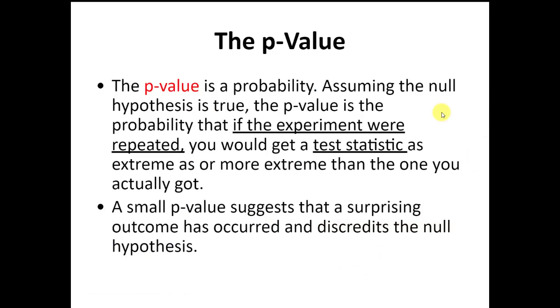So your p-value is the probability that if your experiment were repeated, you would get that same test statistic or one more extreme than the one you actually got. If you have a very small p-value, that suggests that you have something that is absolutely very rare, and it's enough evidence that you can reject the null.